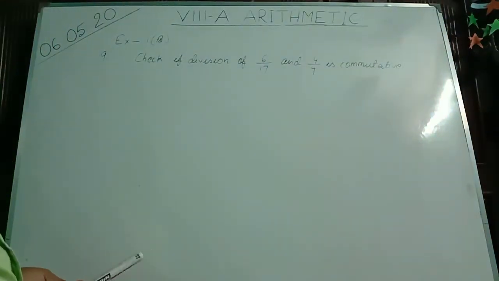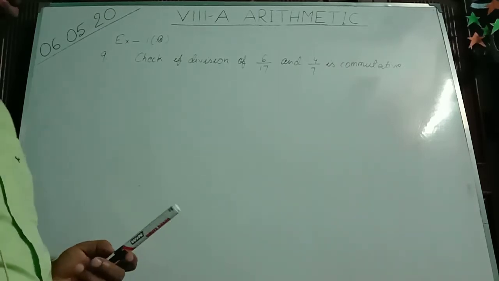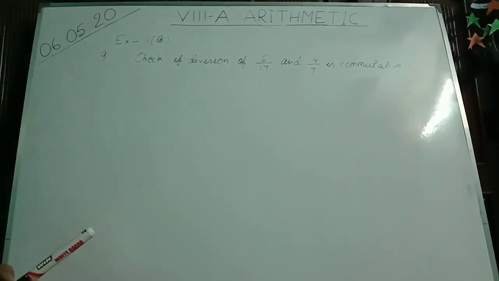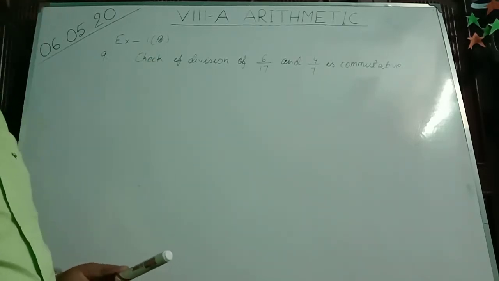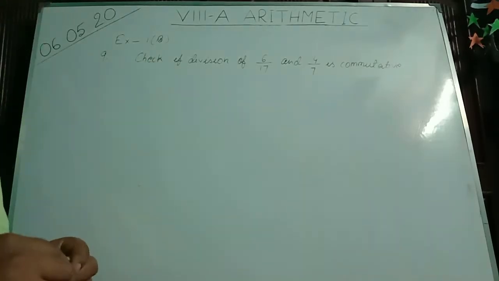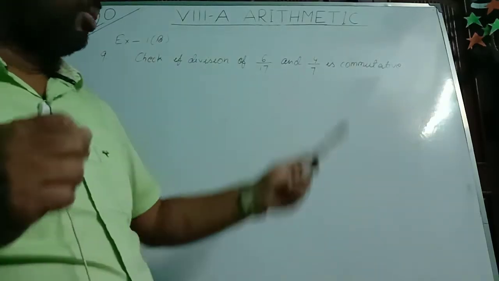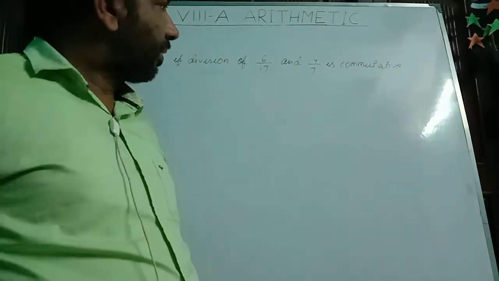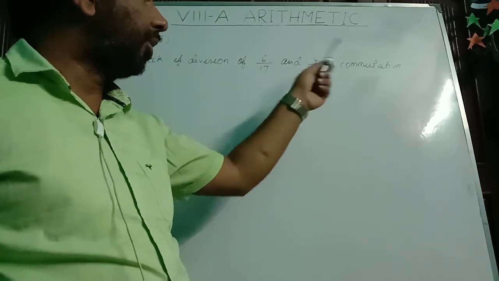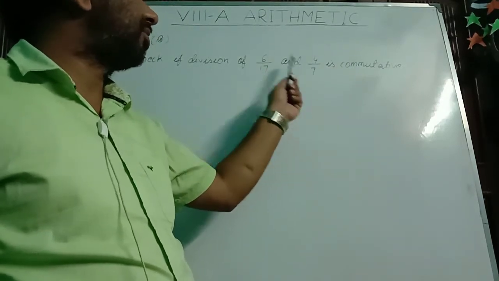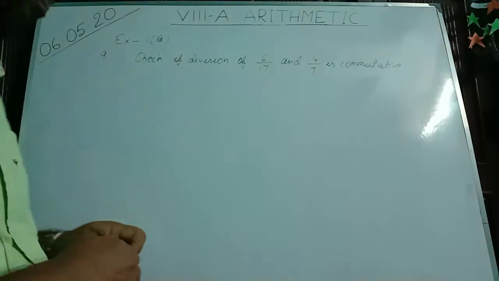Students of class 8, in this period of arithmetic, exercise 1b is continued. Today we are going to solve question number 9. The question is, check if division of 6 by 17 and 4 by 7 is commutative. These two will be commutative if 6 by 17 divided by 4 by 7 will be equal to 4 by 7 divided by 6 by 17.